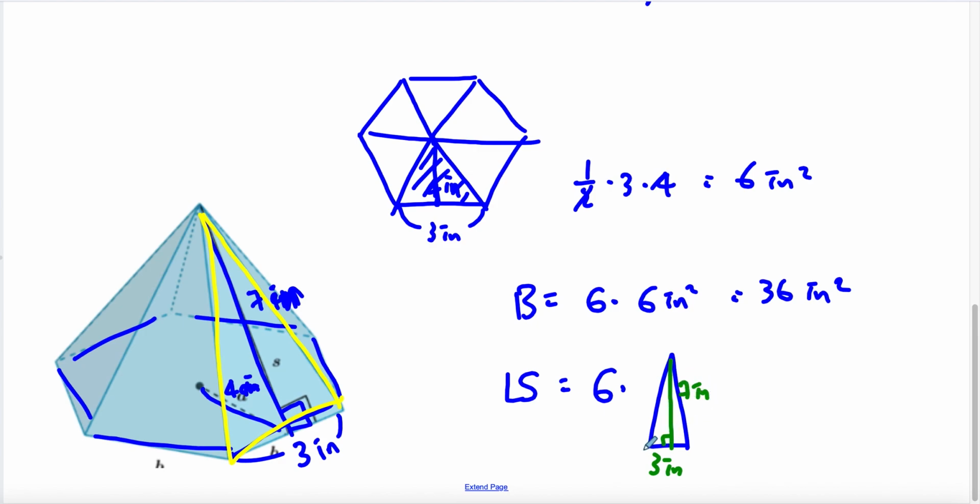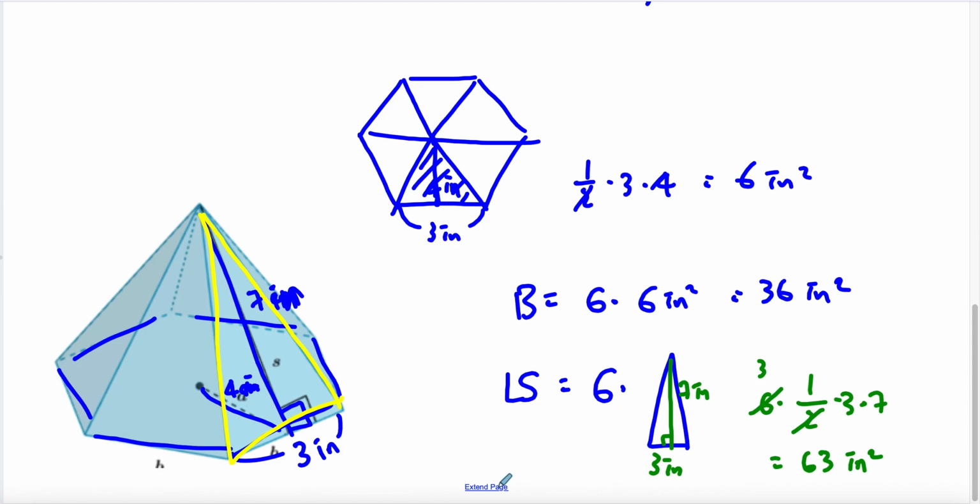Because we are given base and height, we can find the triangle's area, right? That is 1/2 times 3 times 7. And we have 6 of them. So we will have 3 times 3, 9 times 7, 63 square inches. So the lateral surface has 63 square inches, and the base is 36 square inches.